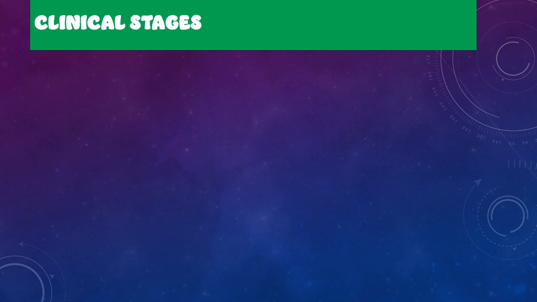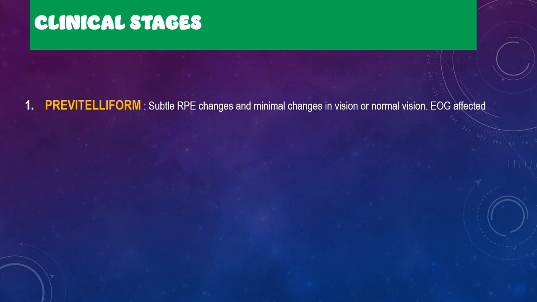Now, the BEST disease passes through six clinical stages, and it is very important for us to understand each of them. So the first stage is the stage of previtelliform dystrophy. In the previtelliform stage, as the name suggests, the egg yolk has not yet formed. However, what we see is very subtle RPE changes and very minimal changes in the vision, if any. The vision will mostly be normal. However, your electrooculogram is definitely going to be affected. So this is a very important point, that in BEST disease, even if a patient is a carrier of the BEST disease, the electrooculogram is going to get affected.